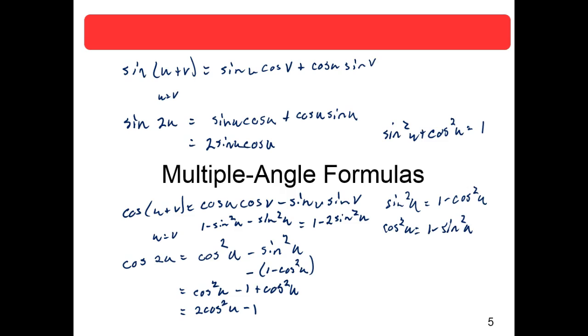So we actually have 3 different identities for your double angle for cosine. Cosine squared u minus sine squared u. But if you don't want 2 different functions there, you can get an equation with just cosine, and that would be 2 cosine squared u minus 1, or 1 minus 2 sine squared u. So we have 3 different identities for the double angle formula. Only one for the poor little sine double angle formula, but we got it.